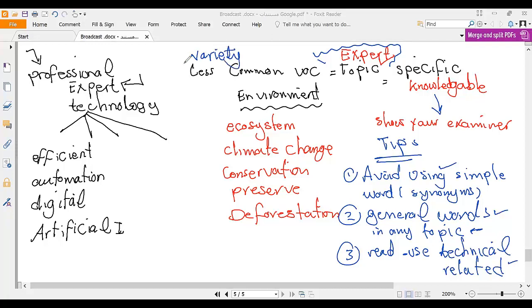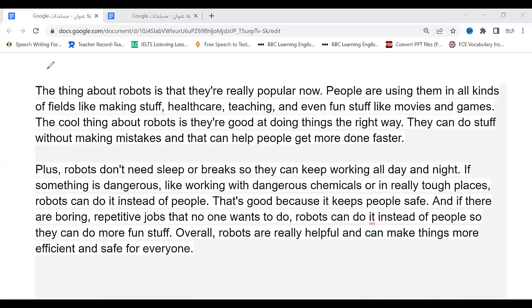Let's see some more examples of writings done by some candidates. We're about to display 2 different paragraphs about the advantages of using robots. One of them receives 4 out of 4 in the less common vocabulary, and the second one receives only 1 out of 4 in terms of lexical vocabulary, or lexical terms, or the less common vocabulary.